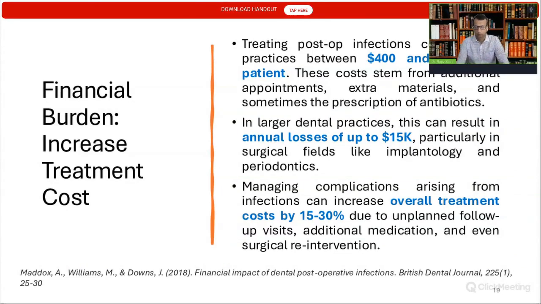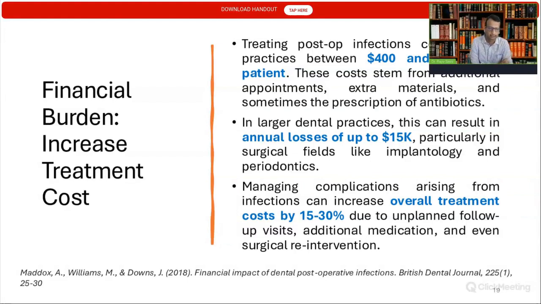Financial burden. Imagine that treating a post-op infection can cost a dental practice between $400 to $600 per patient. That's a huge amount, because the costs come from additional appointments, extra clinical materials used, and sometimes prescription of antibiotics. In larger dental practices with multiple offices, we can observe annual losses of 15,000 US dollars. Managing these complications from infection can increase the overall cost of a dental procedure by almost 10 to 15%.